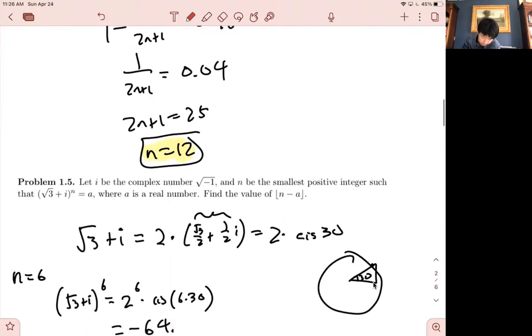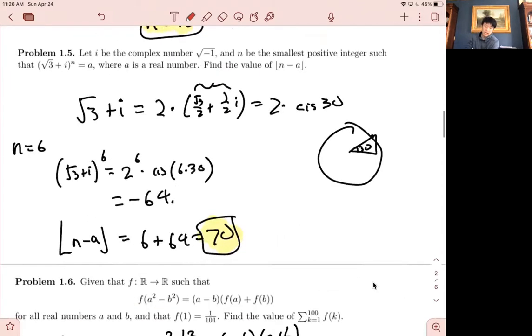On to problem 5. Let i be the complex number square root of -1, and n be the smallest positive integer such that (square root of 3 plus i) to the n is equal to a, where a is a real number. Find the value of the floor of n minus a.